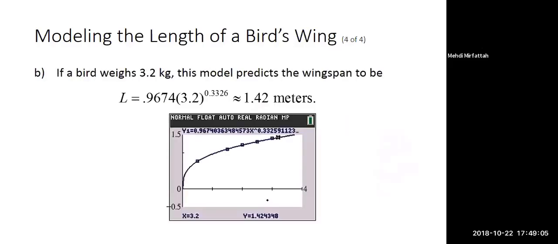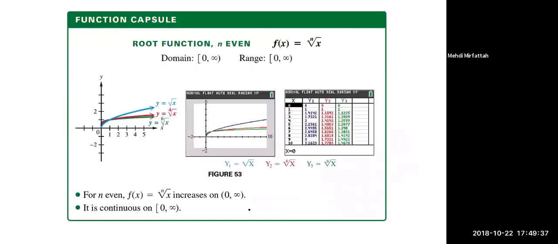For part B, it says if the bird weighs 3.2 kilograms, this model predicts the wingspan to be, so that's all we do, just substitute the numbers. You would substitute W with 3.2, and then you would get the result, about 1.42 meters. As you can see, all this data is available on your calculator. These are the functions that you want to include in your summary sheet.